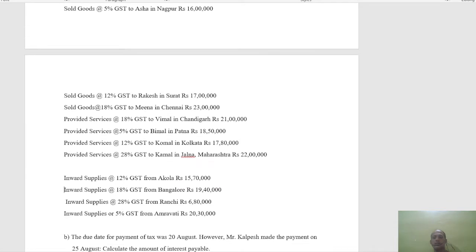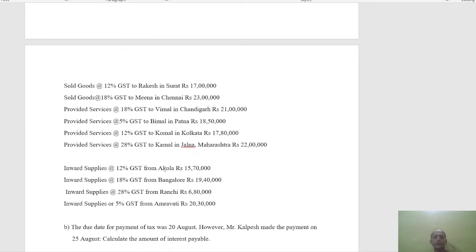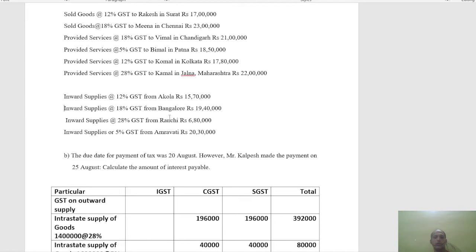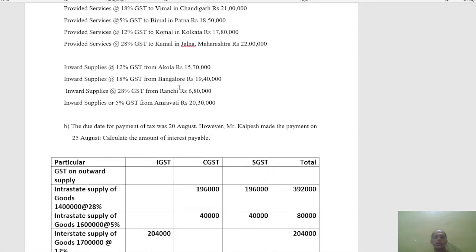On the other hand, the inward supplies from Akola and Amravati are within Maharashtra, so those will attract CGST and SGST. But Bangalore and Ranchi are located outside of Maharashtra, one in Karnataka and the other in Jharkhand. So both are outside of Maharashtra state, and it will attract IGST. Now the payment of GST was due on 20th August, but it is paid on 25th August.